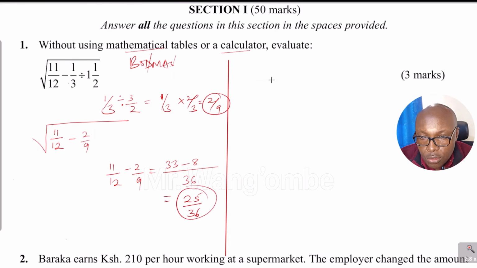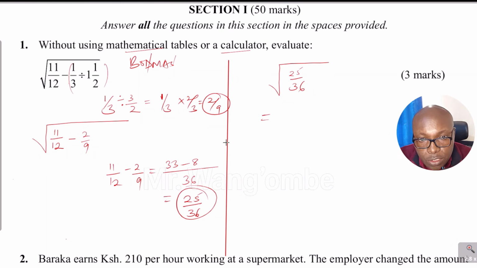So now, in the root sign, you have simplified everything. You have divided, and for that part you got 2/9, then 11/12 subtract 2/9, you have 25/36. The next step now is to get the square root. How do you get the square root of 25/36 without using the calculator? This is how you're supposed to do it.